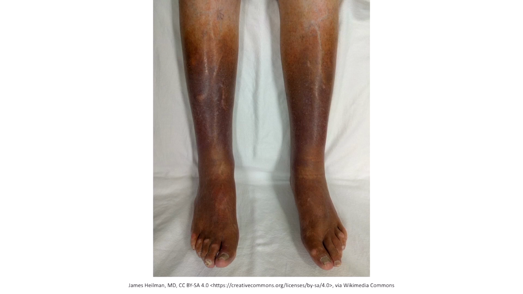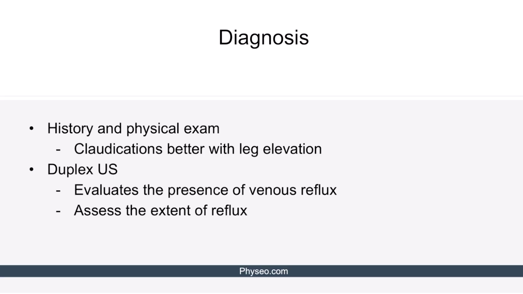And here's an image of a patient with chronic venous stasis due to chronic venous insufficiency. Notice the skin discoloration and the edema, which may be evident. Now, diagnosing venous ulcers is actually done by diagnosing chronic venous insufficiency. So patients may have a history of claudications that get better with leg elevation, which makes sense because that facilitates the venous drainage going back to their heart. And the imaging method of choice for diagnosing chronic venous insufficiency is a duplex ultrasound.